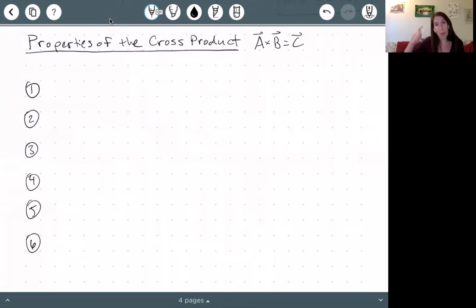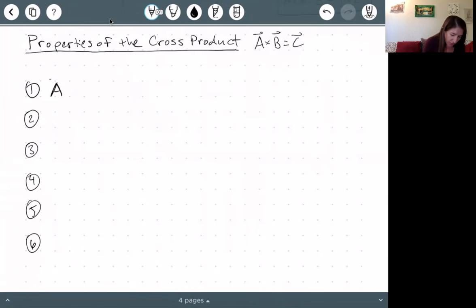Now, if you recall, there are two ways of computing this. The first using components, which was that long formula, and the second if you're given magnitude and direction, where you compute the magnitude of the resultant vector first, and then you use the right-hand rule to compute the direction. Okay, so I'm not going to write all those out because they're too long. So we'll just go straight to the properties of the cross product.